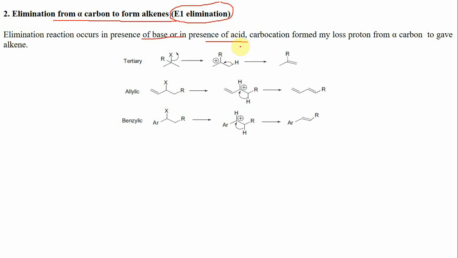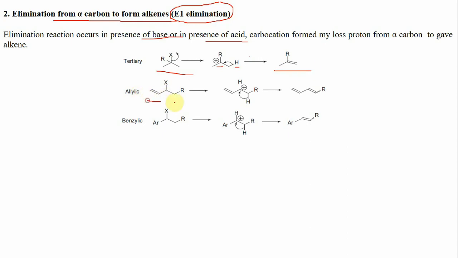This elimination reaction can take place either in the presence of base or in the presence of acid to form alkene. For example, in this tertiary substrate molecule, this leaving group X leaves with the bond pair of electrons, which results in the formation of this carbocation. And then hydrogen from the alpha carbon of this carbocation also leaves, without the bond pair of electrons, as an H plus ion to give the corresponding alkene molecule.